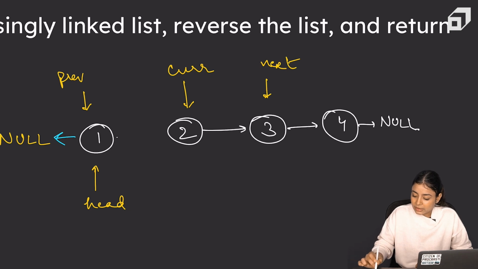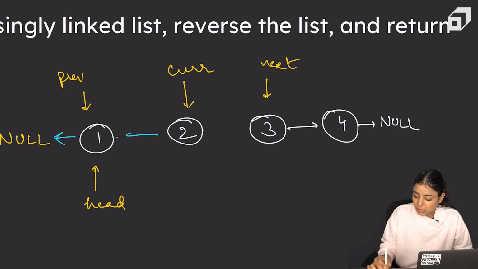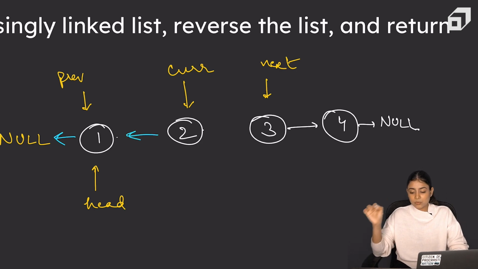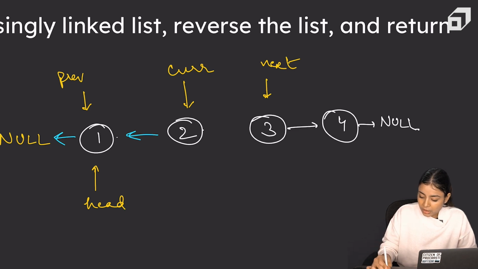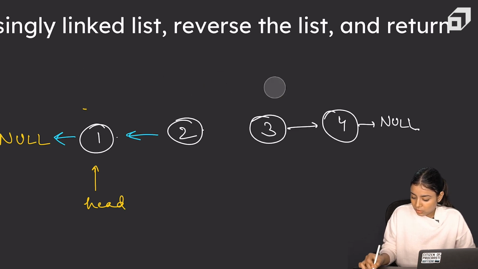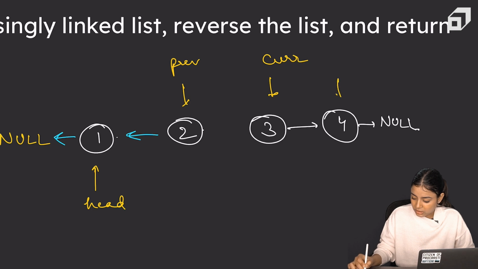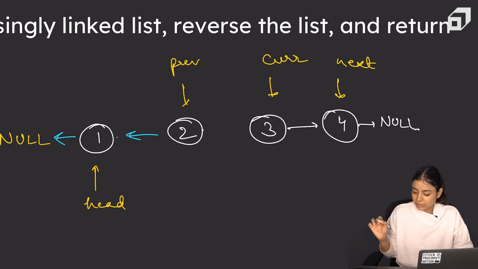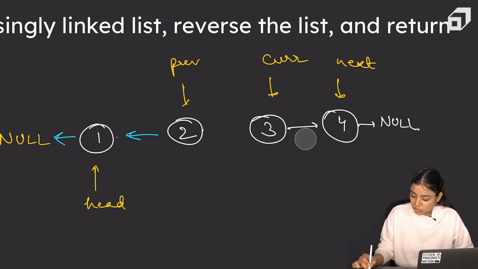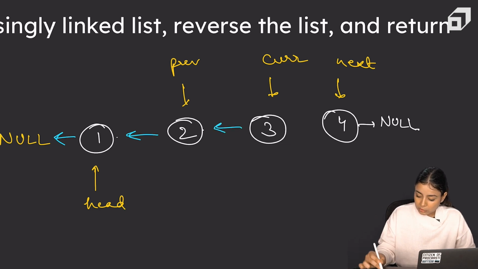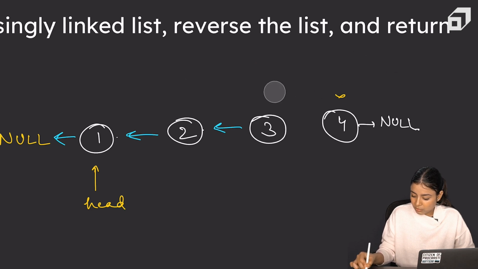Okay, and then we just keep repeating the same thing. So in current next, we change the link to make it point to previous node, and then we shift all of our pointers. So if we shift, we'll have previous here now, current where our next was, and next will be next of current. Okay, once again we'll change the link, the next link for current node to make it point to previous node, and we'll shift all of our pointers by one step.